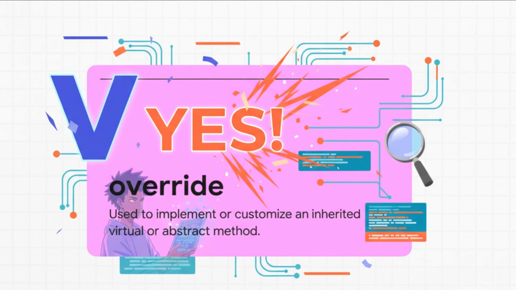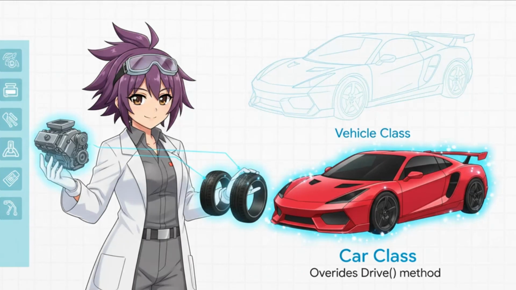Well, that's override. It's you RSVPing with a big, yes, I love to. You use this keyword to provide that custom logic for an inherited method. You are officially taking control and tailoring the behavior. So picture this. You've got a generic vehicle class. A car class that inherits from it can then override the drive method to define exactly how a car drives. You know, with four wheels on the pavement, completely different from how a plane might drive.